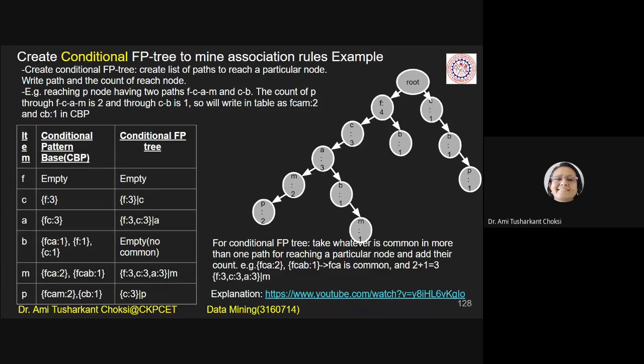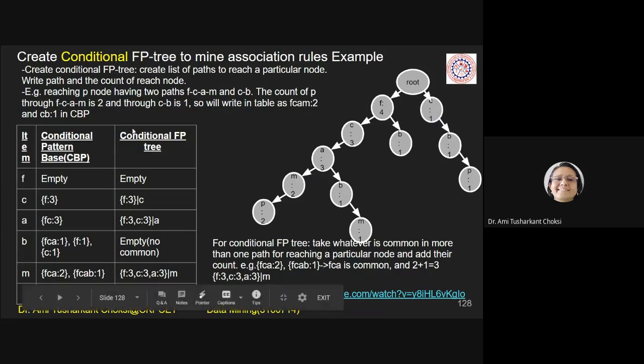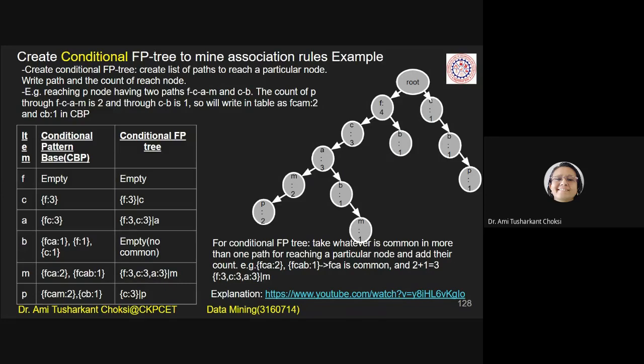Okay, so to reach a particular node P, we do have this path, FCAM, and for that we are having 2 as the support count. Fine. And what about the second one, that is CB? For that, it is 1. Whatever is minimum, that we will be writing in this particular table. Now, for which items will we be writing? Whichever are the frequent items. For them we are writing, fine.